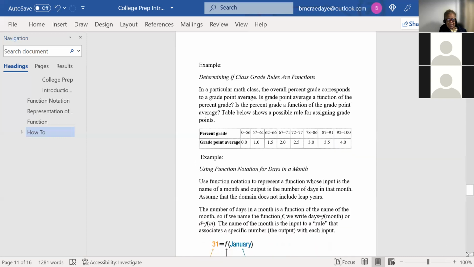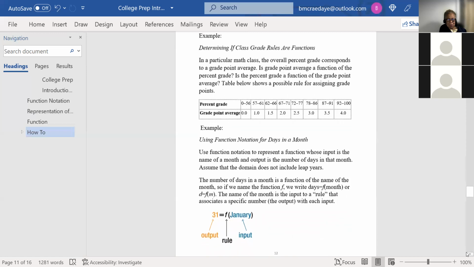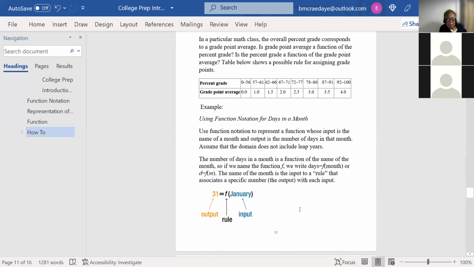What about the days of the month? You can use functions for the days of the month. Now we know days of the month can have what? 31, 30, 29 in a leap year, 28. All right, so the output is the number of days in the month, and the input is the month. So when it's January, the output is 31. If it were September, what would this be? 30. Yeah, if this was September, the output would be 30.